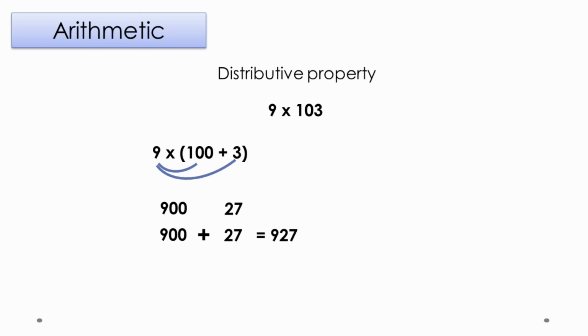Coming back to the formula of distributive property. As we have written 9 into 103 as 9 into 100 plus 3, it can be written as a into b plus c in general terms to represent any set of numbers. Now a, b and c here are the variables, as they can have any values.